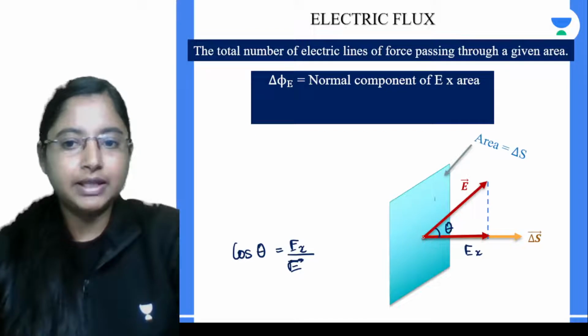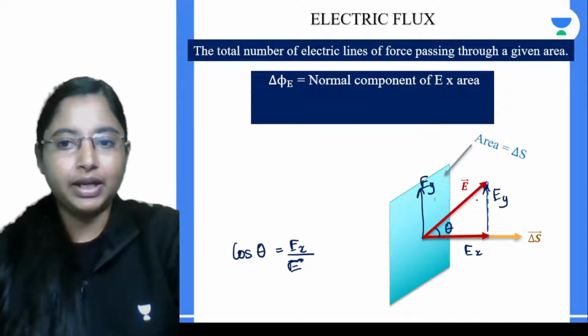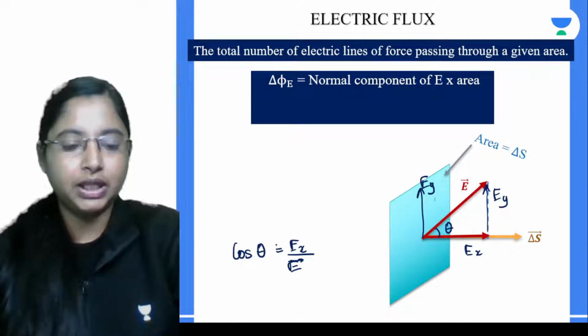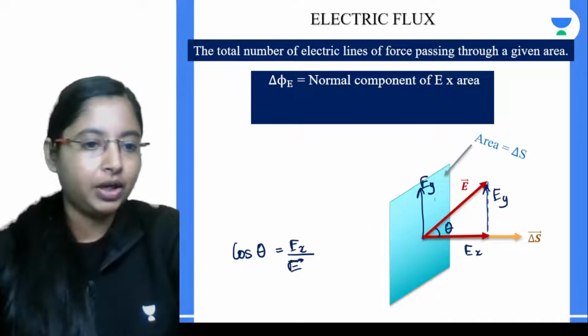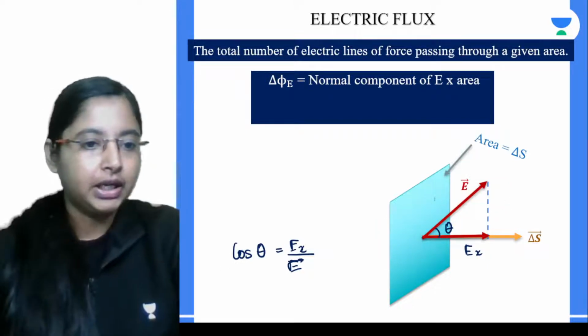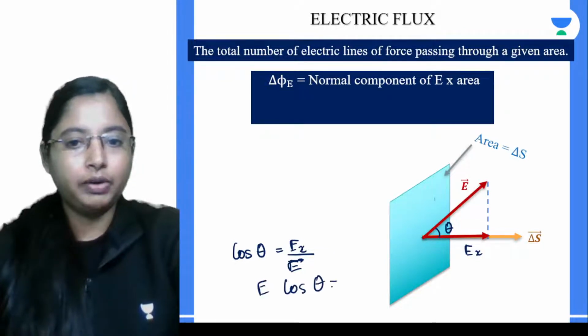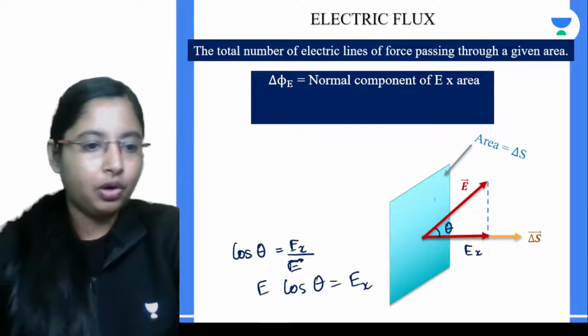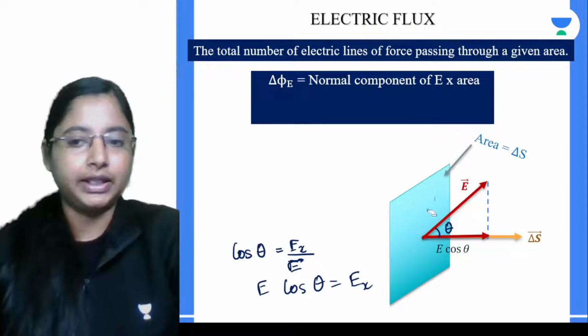This is based on the assumption that we have another component Ey, and that component can be moved to this direction over here. We have a right angle triangle, and from here, if you take cos theta, you get the horizontal component divided by the field E. The vertical component doesn't contribute in this case. So Ex is E cos theta.